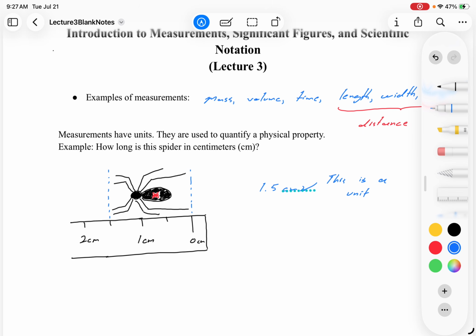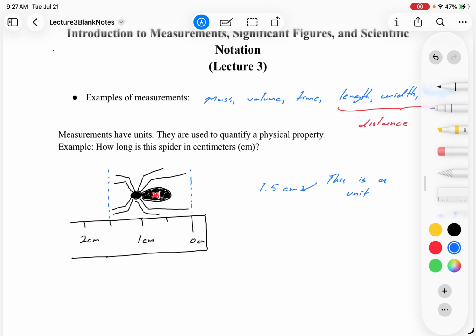So what we did here is take the spider's length, how long it is, a measure of distance, and assign a quantity to it. We assigned a numerical value of 1.5 to it. So that is what we did.